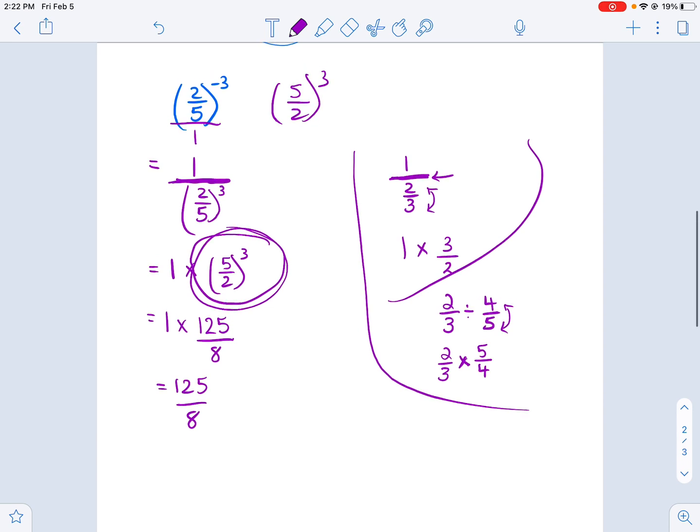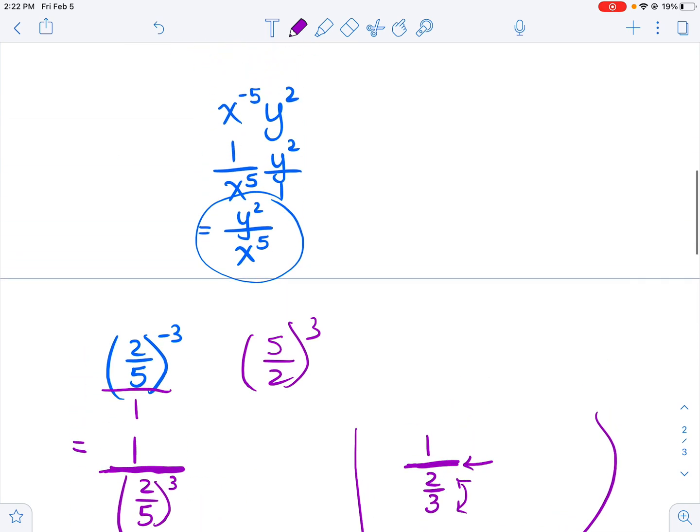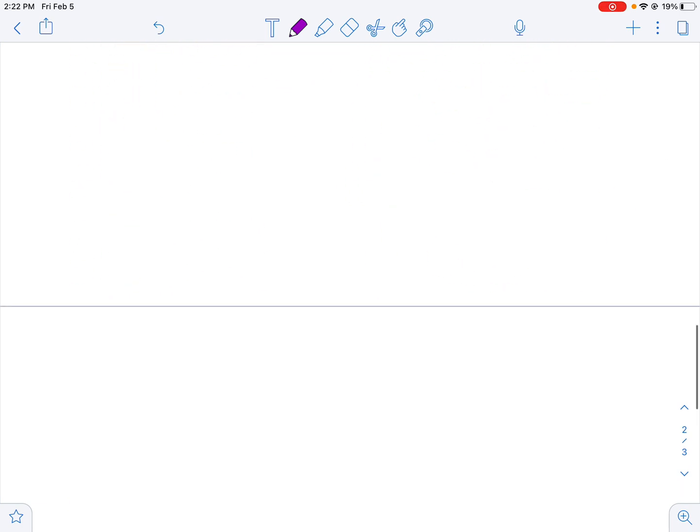Okay, so that's negative exponents. Even if you had 2 to the power of negative 3, it's not like that equals negative 8. It doesn't. Ask your calculator. It equals 1 over 2 to the power of 3, so it actually equals 1 over 8. Just emphasizing the negative exponent thing.